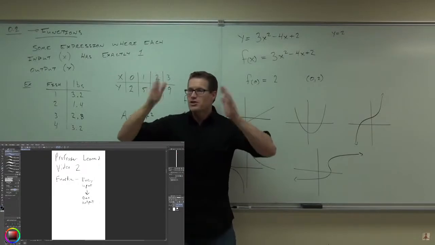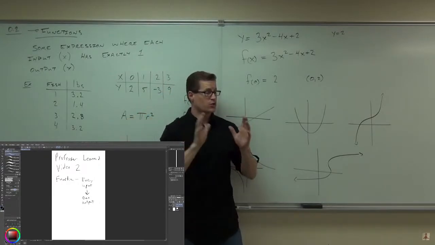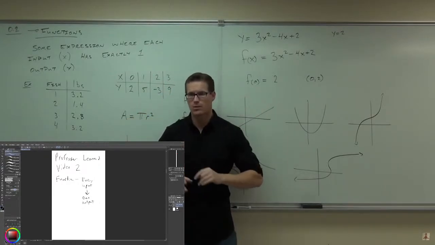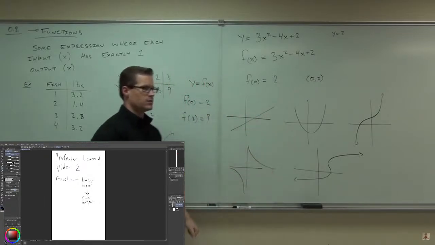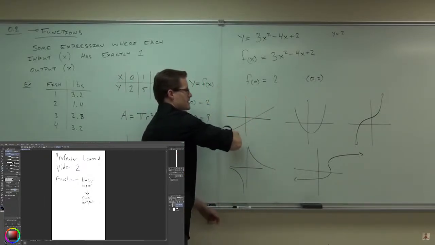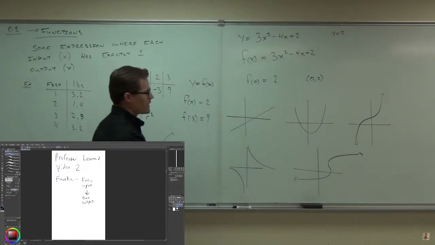Okay, so if you imagine every vertical line, it's supposed to touch your graph at only one spot, if it touches at all. So is this thing a function? Yeah, for sure. Every vertical line hits this diagonal at only one spot. So yeah, this is a function.